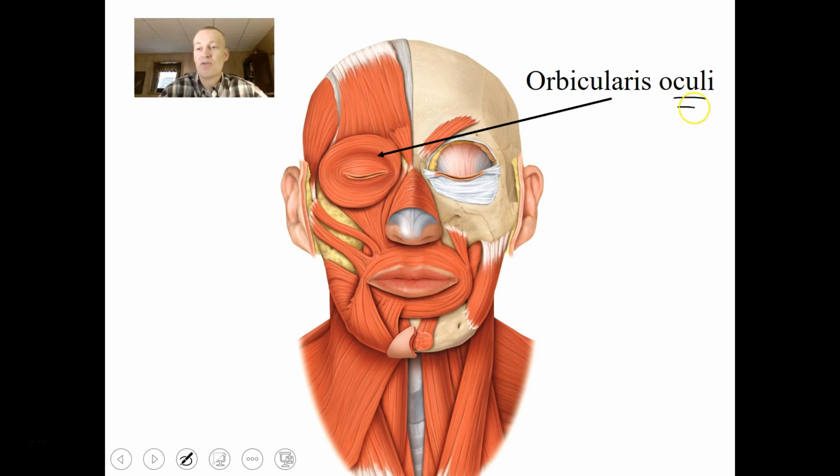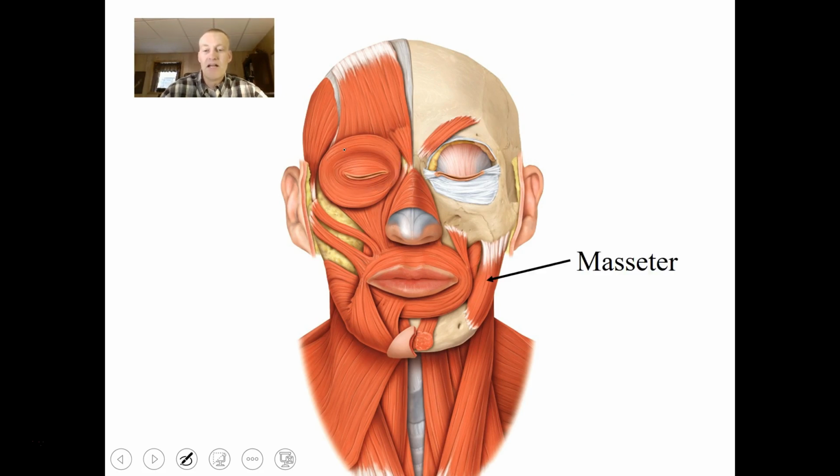So here we have the orbicularis oculi. So you know oculi means eye. Orbicularis is going to be a circular muscle that goes around the eye and allows you to close your eyes shut. So if you close your eyes tightly, that's using your orbicularis oculi. The masseter is a very powerful muscle that's attached up here to your zygomatic bone and your mandible, and it's going to elevate the mandible. So it's going to pull the mandible in this way. So when you tightly clench your teeth, the masseter is helping you to do that particular activity.